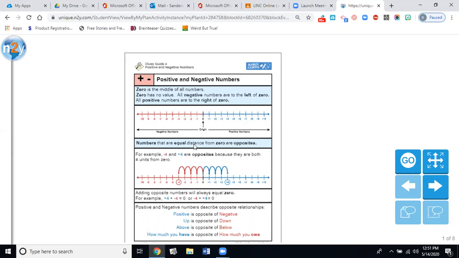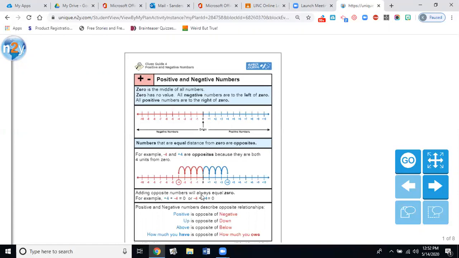Numbers that are equal distance from 0 are opposites. For example, -4 and +4 are opposites because they are both 4 units from 0. What they mean by unit is, let's start at the 0 and go left 4 places to the -4. 1, 2, 3, 4. Here we are at the -4. And then if we go 4 units to the right, we'll end up at +4. 1, 2, 3, 4. The +4.